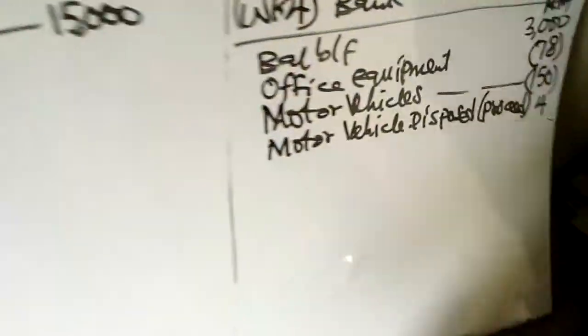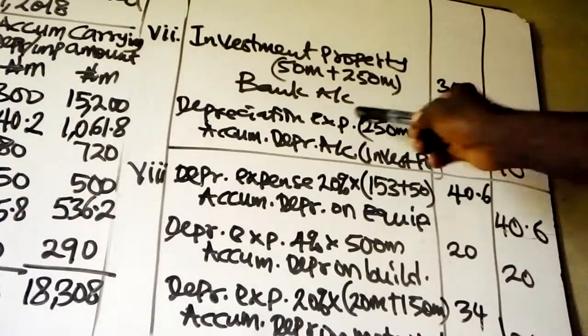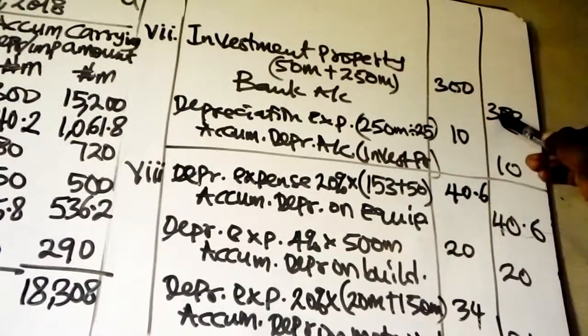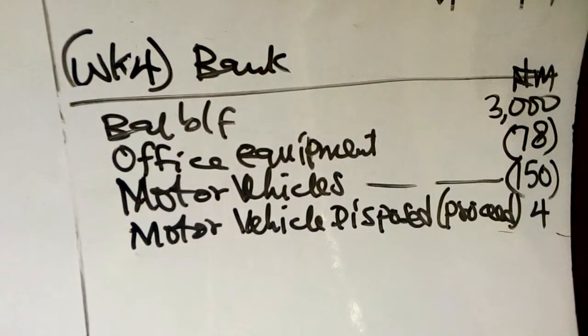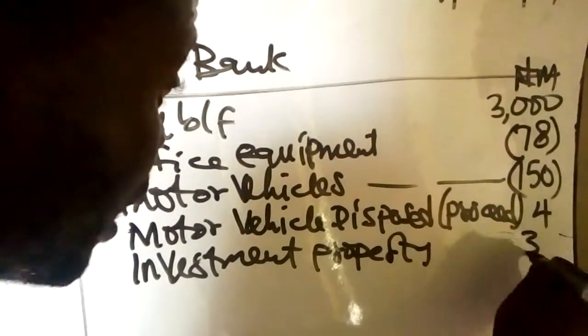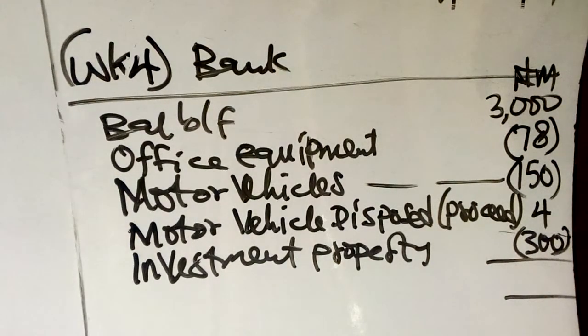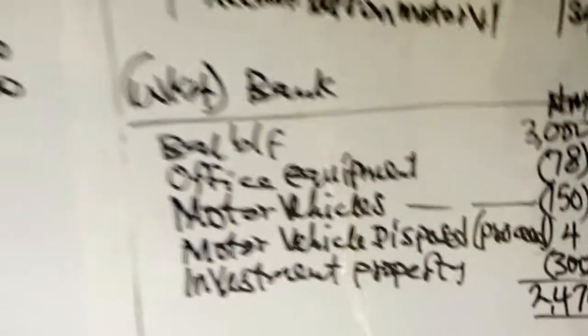Then note 7. We have upon acquisition of investment property, 300,000 was paid. Investment property, bank was credited here, so you are going to deduct it. The amount paid is 300,000. So you subtract that. So now let's cast it. So we have 3,000 minus 78, minus 78 minus 150 plus 4 minus 300. Then you have 2,476. That is the amount you are going to have.